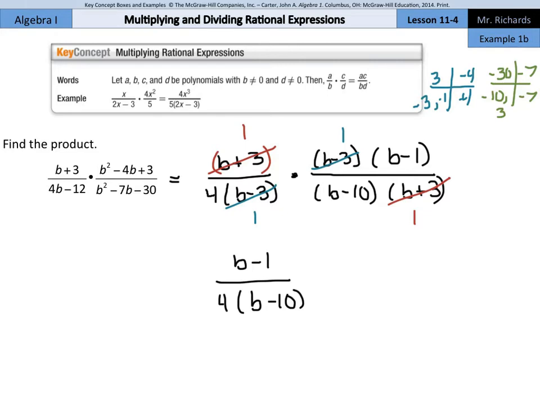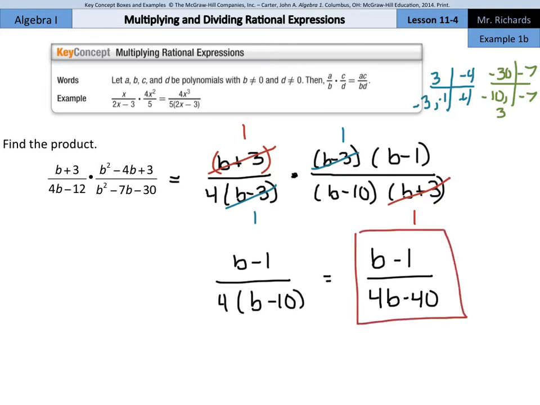And to finish, we do want to multiply on the bottom there. So b minus 1 over 4b minus 40, that is our simplified product. So we factored, we divided out the common factors, and then multiplied to finish our product.